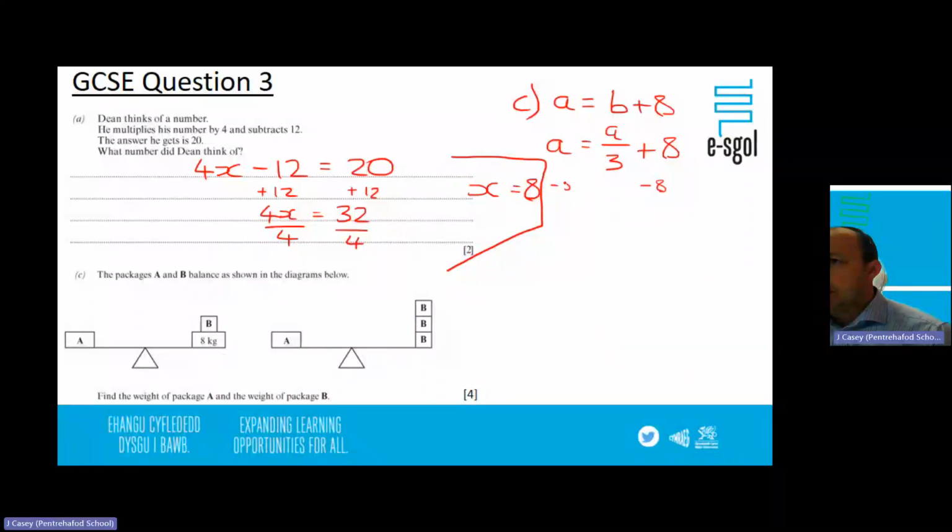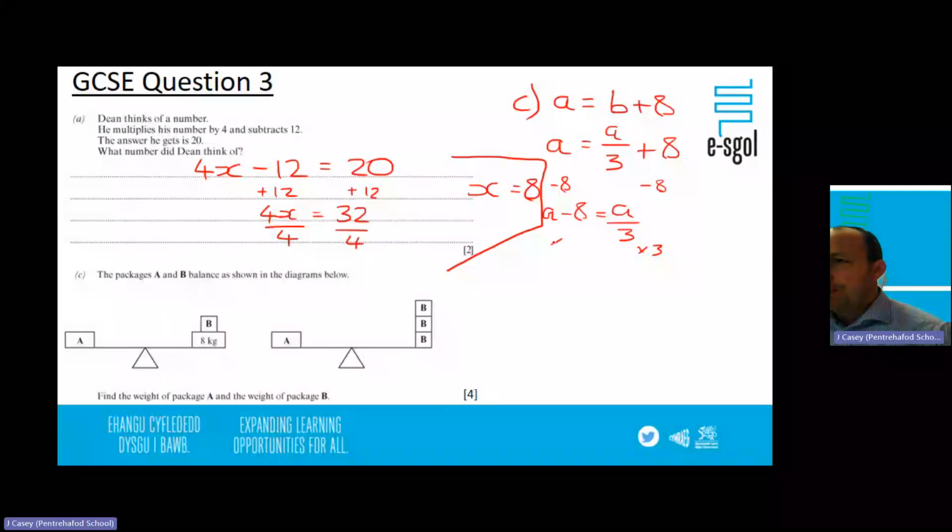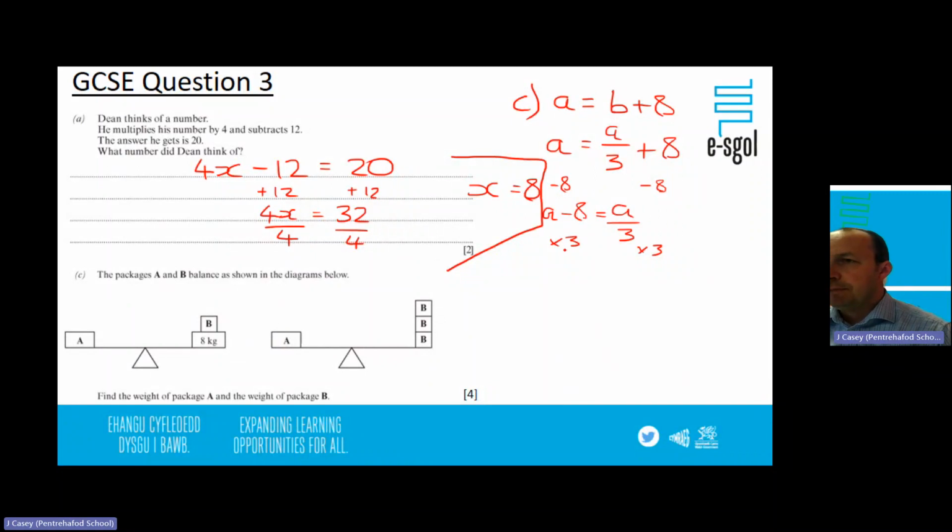So I'm going to take away 8 from both sides, and that gives me A minus 8 equals A over 3. Okay. And because this is divided by 3, what I can do is times both sides by 3. Now, what I could do at this stage is introduce brackets, but I think we'll be okay with doing A minus 8 times 3, as long as we times it all by 3. So A times 3 is 3A, minus 8 times 3 is minus 24, and then that just leaves me with A there. Okay, we'll get there in the end.